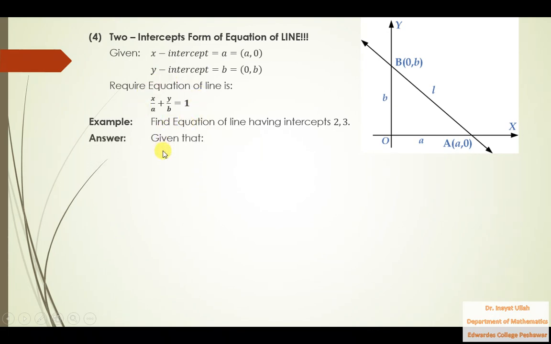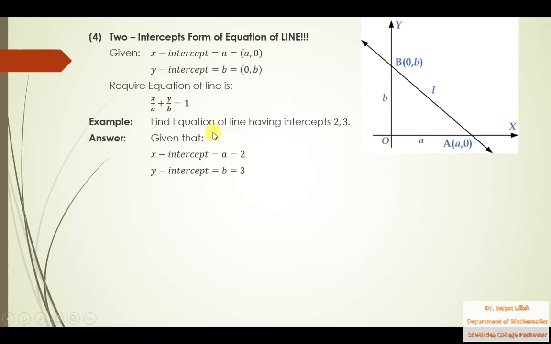So let us start the solution of this question. Given that these two are the intercepts, the first one is the x-intercept and the second one is the y-intercept. So the x-intercept, which is usually denoted by a, is given as 2, and the y-intercept, which is usually denoted by b, is given as 3. So a is 2 and b is 3, and we need to find the equation of the line.